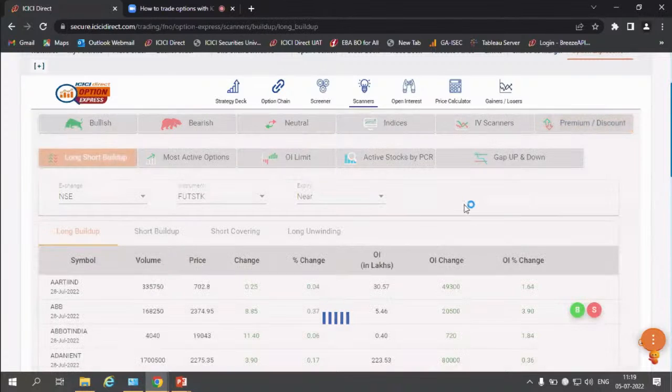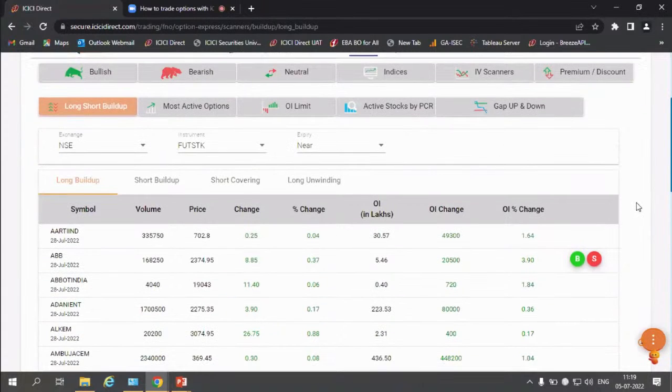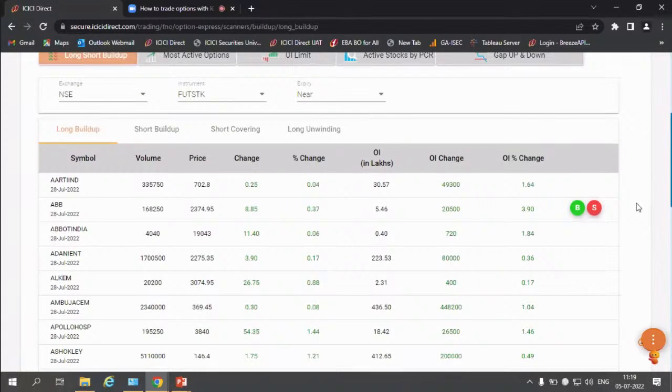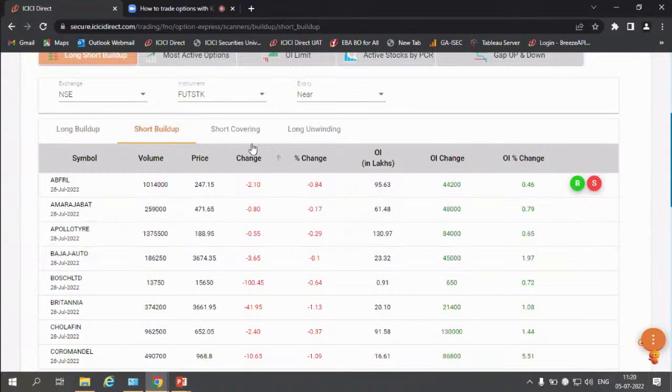Similarly, you will be able to identify which stock is having lots and lots of buying happening, where the selling is happening, and where long unwinding and short covering are happening. Long buildup is when people are buying aggressively, and in those particular stocks the price is going up and up. Similarly, for short buildup, people are trying to sell a lot, and that's why the price will be going in a downward direction. So sellers are aggressive in these kinds of stocks.